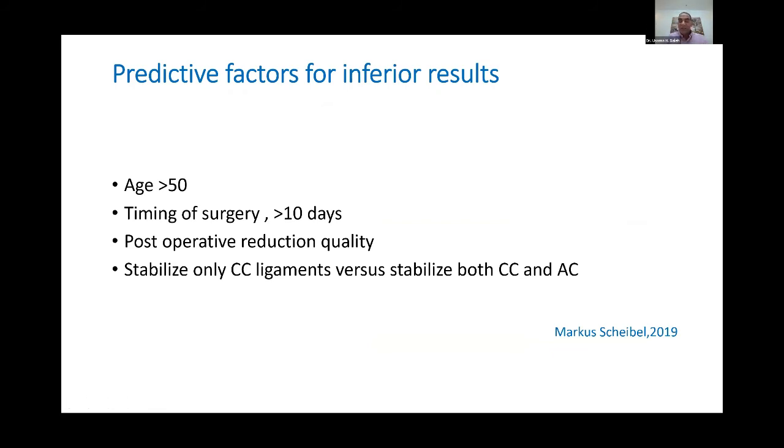Last but not least, what are the predictive factors for inferior results? You have to know which patient is usually doing very badly or which technique is usually having inferior results. Patient age more than 50 years old usually carries a bad outcome. If you do your surgery after 10 days from the injury, the outcome is not satisfactory. Post-operative reduction quality is a very important predictive factor, and stabilizing the CC ligament only is inferior to stabilizing both the CC and AC ligaments.